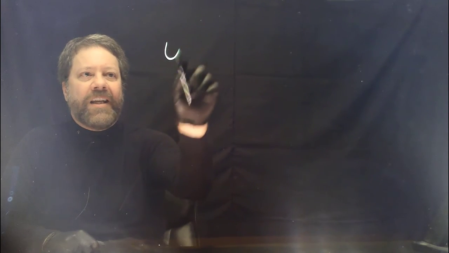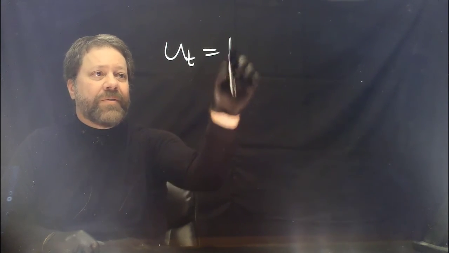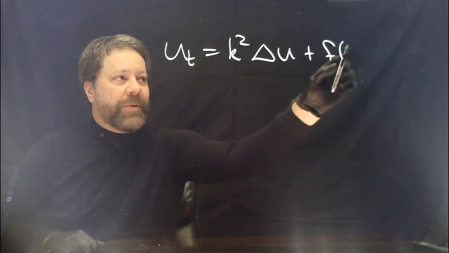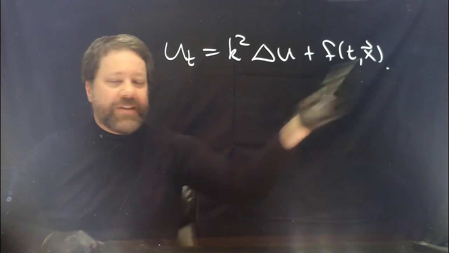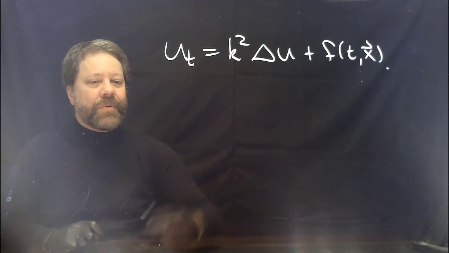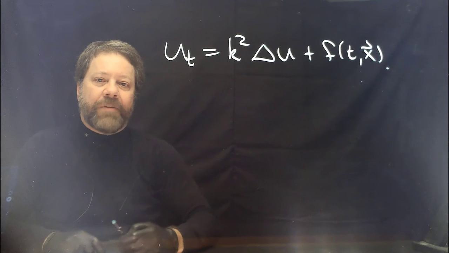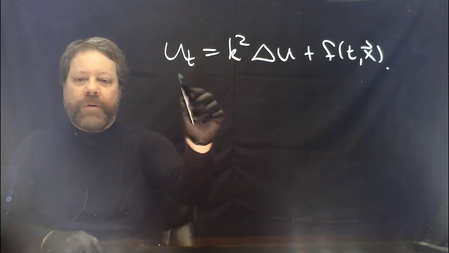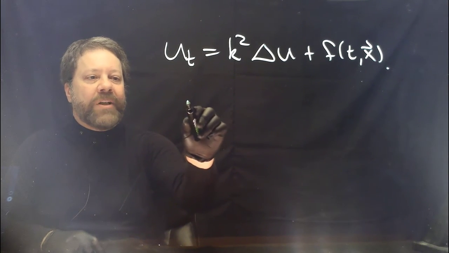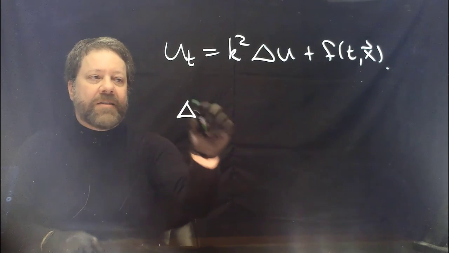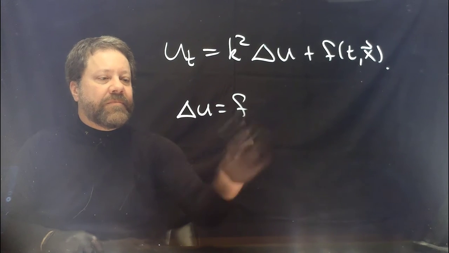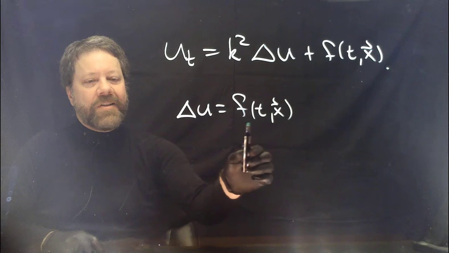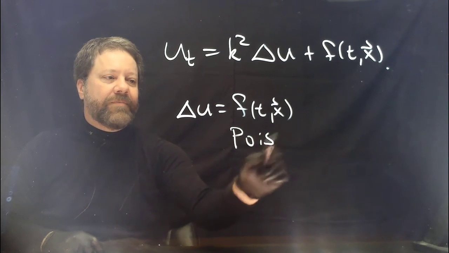We can start the heat equation with external sources. So we can have an arbitrary function of time and space added in as an external source of heat added to or subtracted from the system. In the limit, as t goes to infinity, if we approach some kind of a steady state, we achieve something that looks like this. And this is called Poisson's equation.